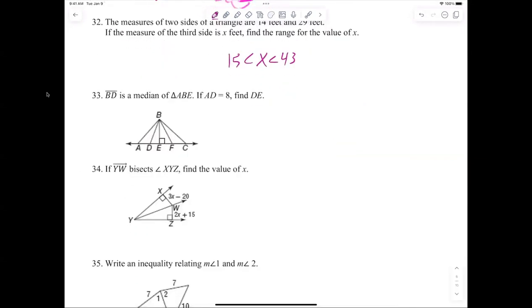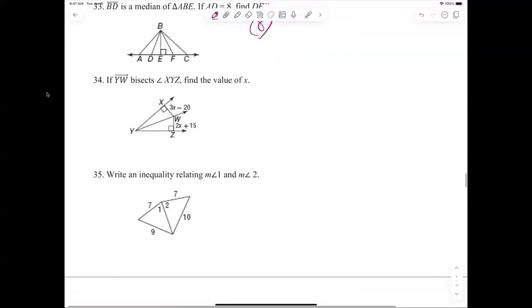BD is a median. If BD is a median, if AD is 8, then DE is what? 8. They're just trying to mess with you on that. You have to know what median means. Anybody have any questions with that? All right, here we go. YW bisects XYZ. Therefore what? Yeah, X equals 35.